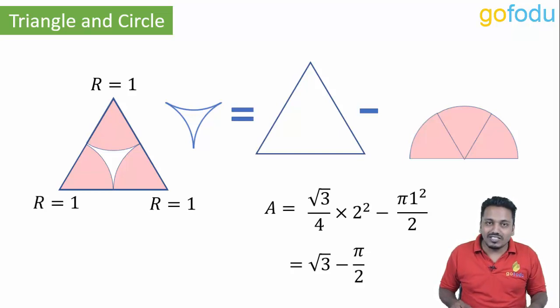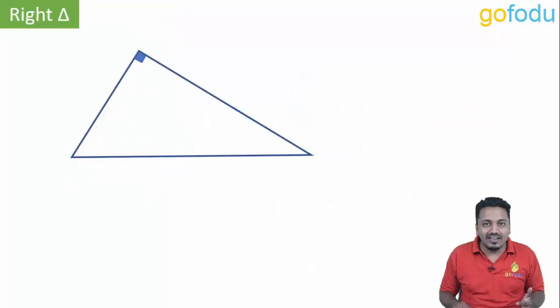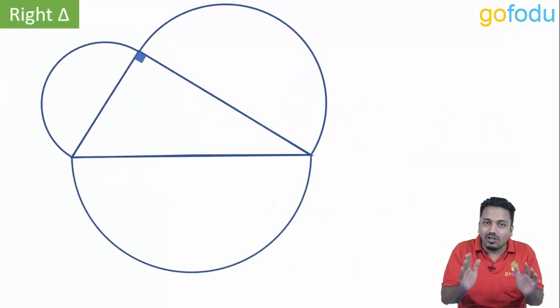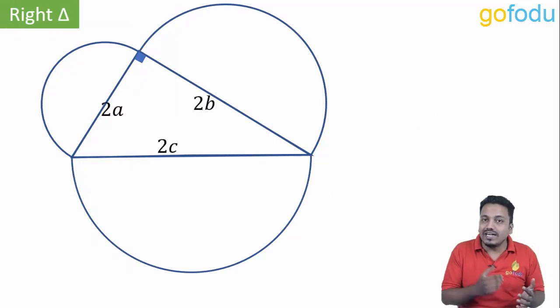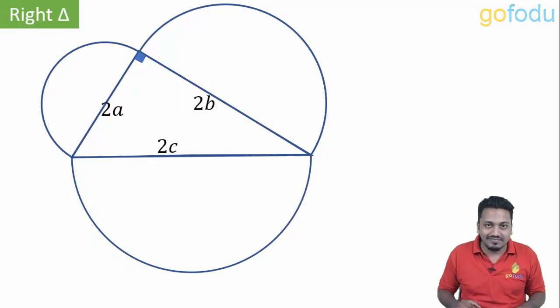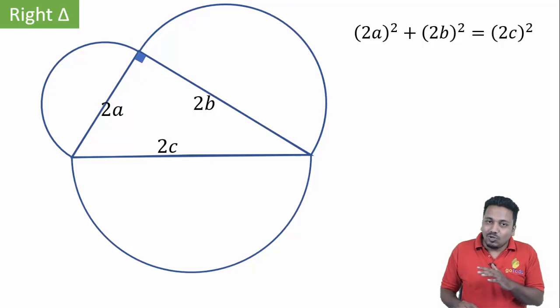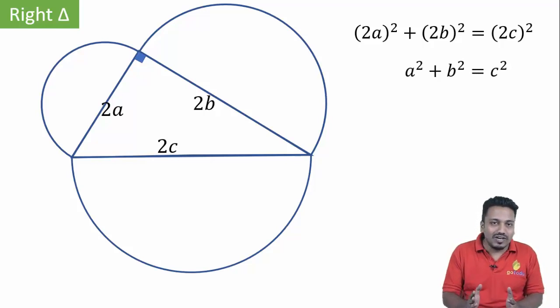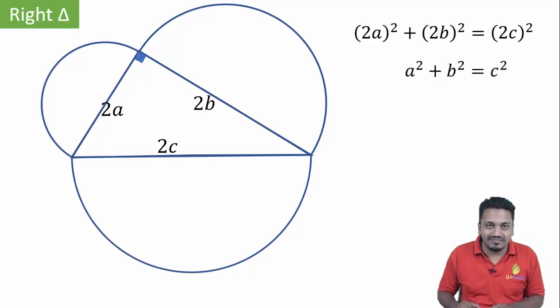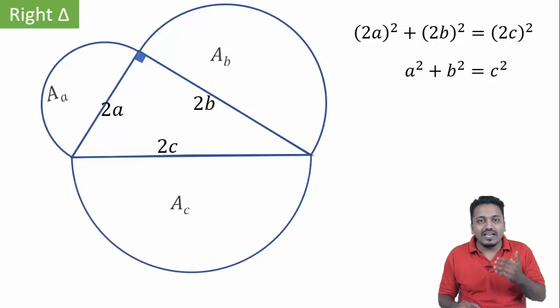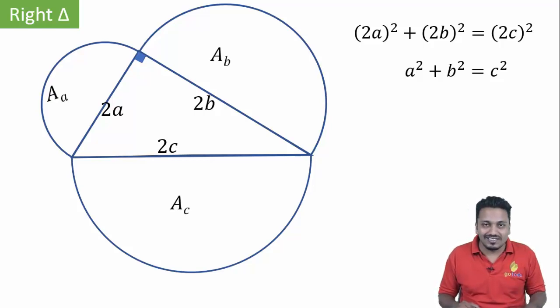Next interesting observation is in a right triangle with semicircle on all three sides. Now let's say these sides are 2a, 2b and 2c. We can apply Pythagoras theorem, right? It's a right triangle. Take out 2 square common and cancel it from both the sides, and we get a square plus b square is equal to c square. Now let's talk about areas of these semicircles.